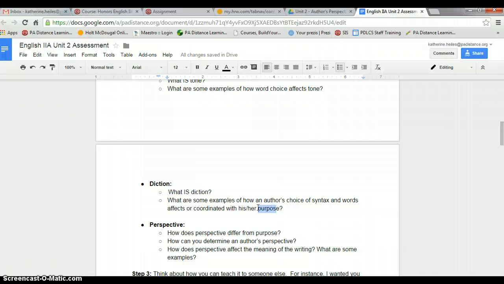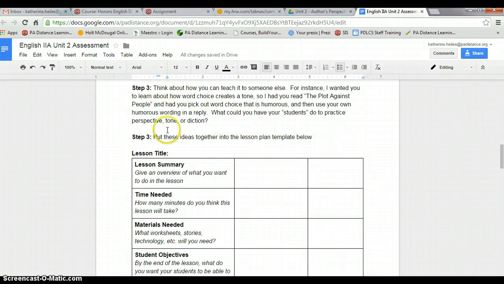So if I'm able to understand that for myself, now how can I show this, or how can I explain this to somebody that would not know? And that's where step 3 comes into play. So for example, I wanted you to learn how word choice affects a tone. So we read Plot Against the People, and you picked out word choice that was humorous. Then you used your own humorous wording in a reply to practice using that same tone, that same diction. So what could you have somebody do to practice or to learn the term that you're focusing on?